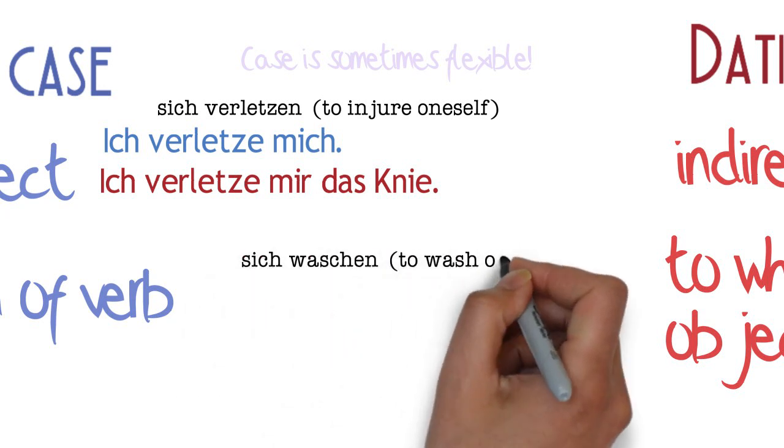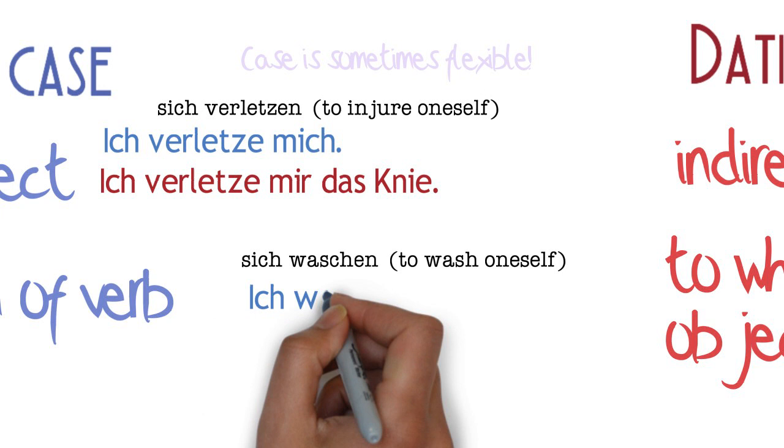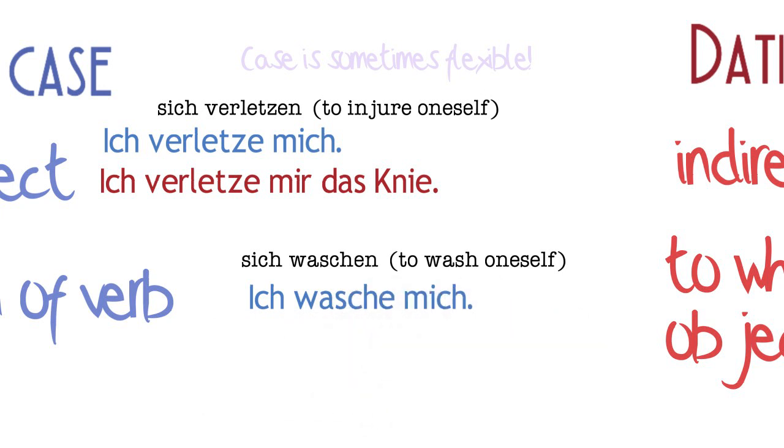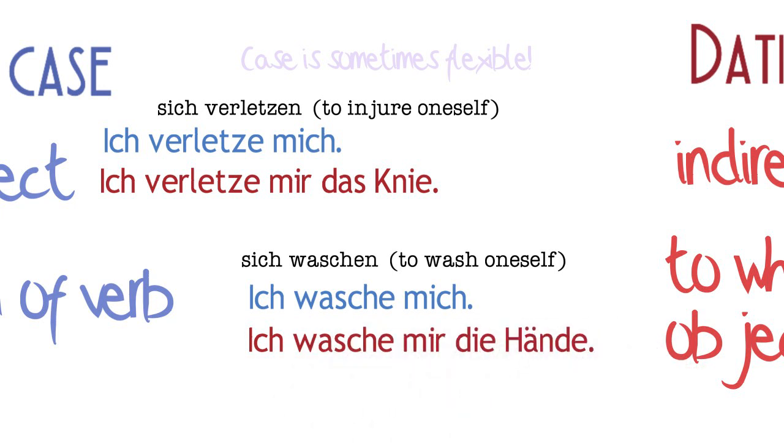The same concept applies to a verb like waschen. Ich wasche mich just generally means that I wash myself, but ich wasche mir die Hände means that I wash my hands. Again, I'm using a reflexive pronoun because I'm doing the washing to myself, not to a different object. But since I've specified a direct object of that washing, I shift that reflexive pronoun into the dative case.